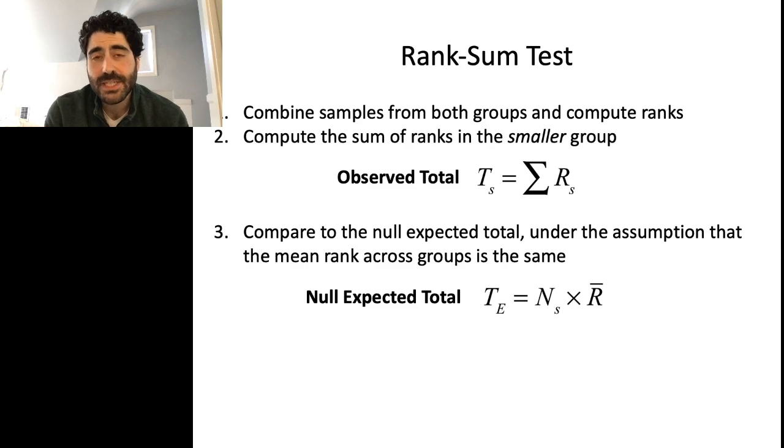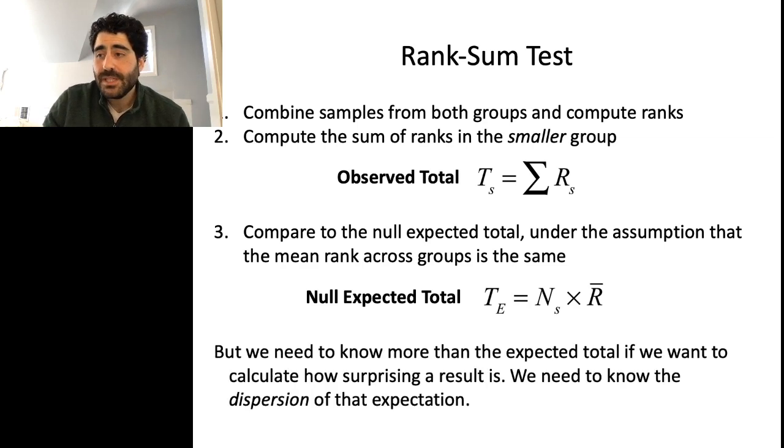So the last thing we need to actually do a test here is we need to not only know where the center of this null distribution is, but we need to know something about the dispersion of the null hypothesis. What we need to know is, if let's say our observed total is 5 more than the expected total, is that a lot or a little? To do that, we need to know something about the standard error, the standard deviation of this sampling distribution.